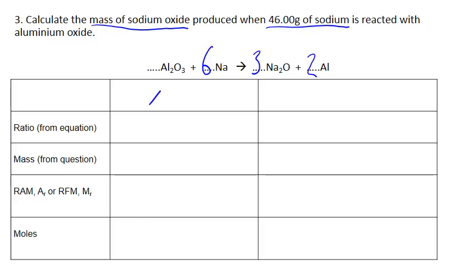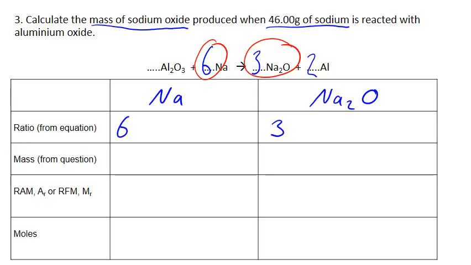Okay, so in the first part of the table I'm going to write Na for sodium, and Na2O for sodium oxide. My ratio from the equation is 6 moles of sodium reacts to form 3 moles of sodium oxide. Now you might find this ratio tricky to use, so we'll write it in first of all, 6 to 3. Then I'm going to simplify this down, and I can see 6 to 3 is the same as 2 to 1.